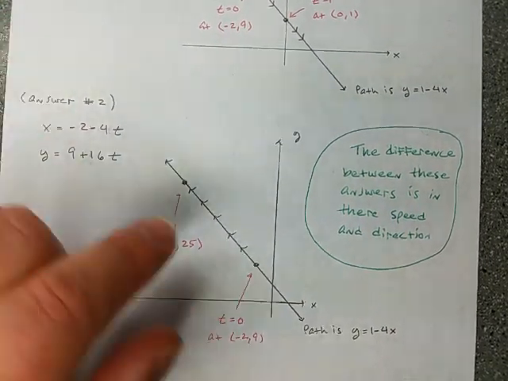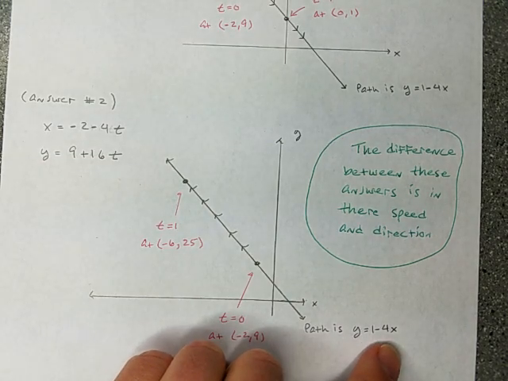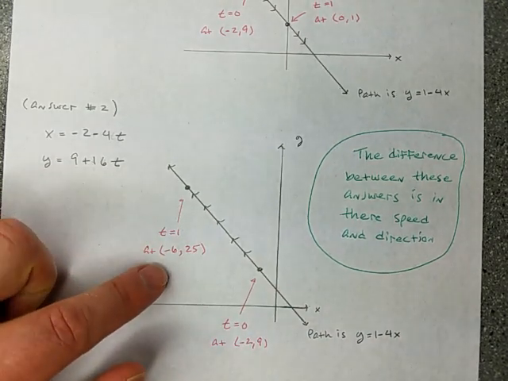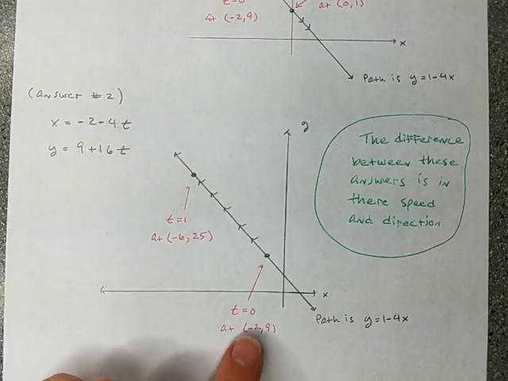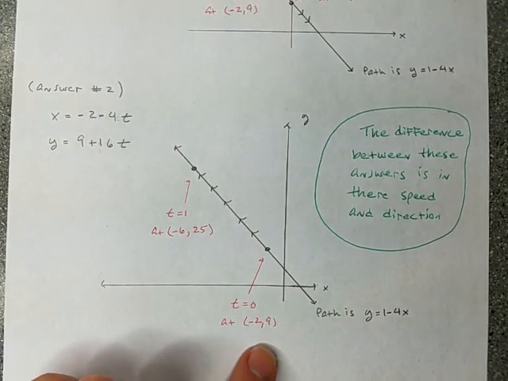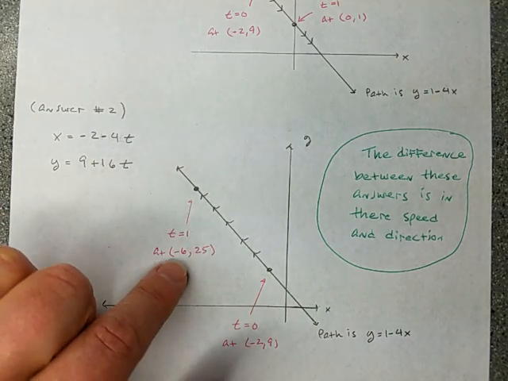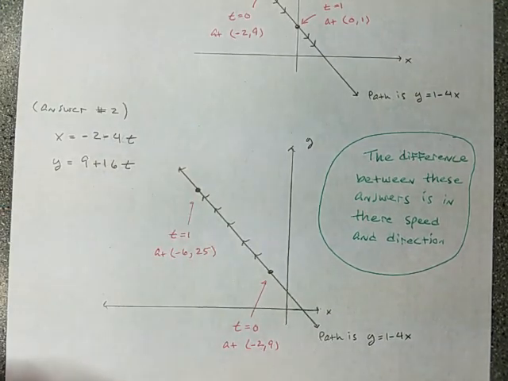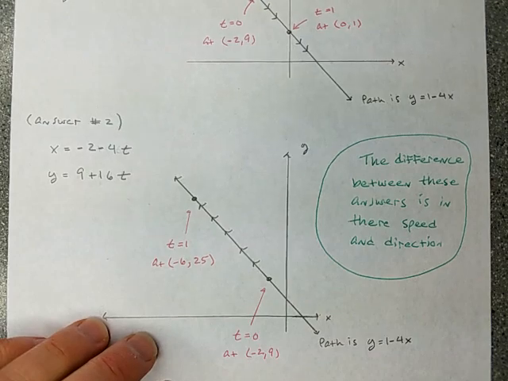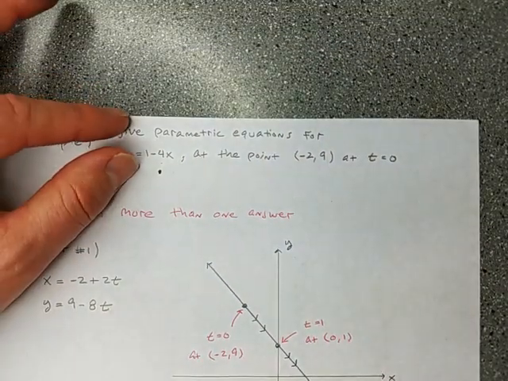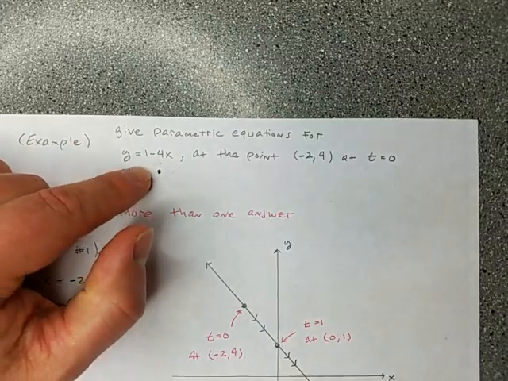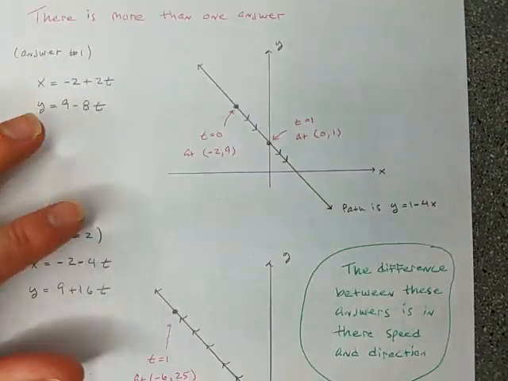Okay? This answer still answers the question. It's got the same path. y is 1 minus 4x. But it puts you at this other point way over here when t is 1. It will put you here at t equals 0 at negative 2 and 9. It will put you here at negative 6 and 25 when t is equal to 1. Okay? All right, so both of these could be answers to this question because they satisfy the path and the point at time t equals 0.